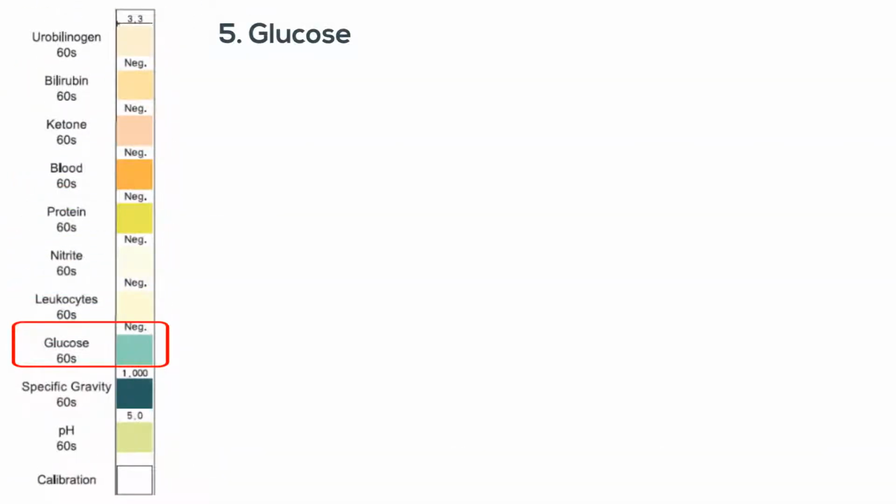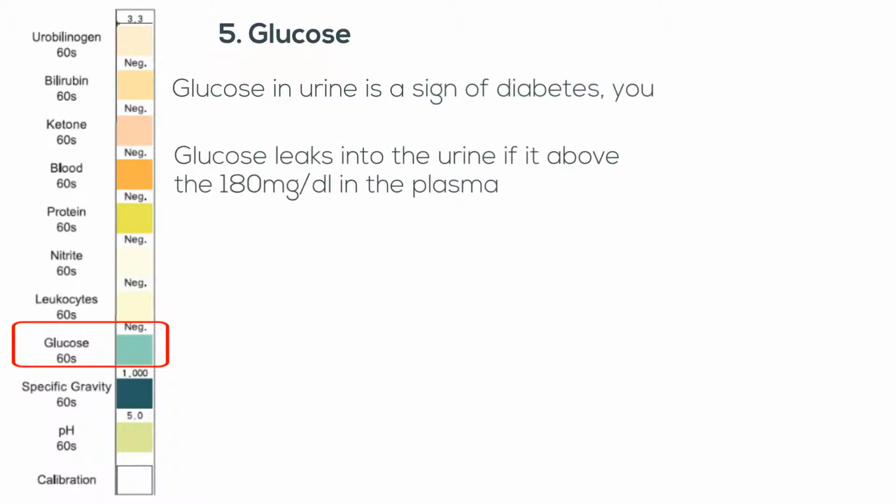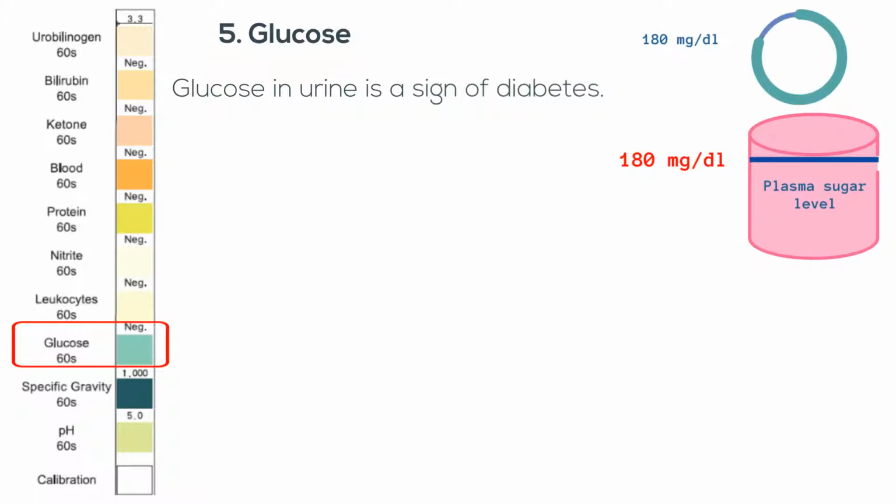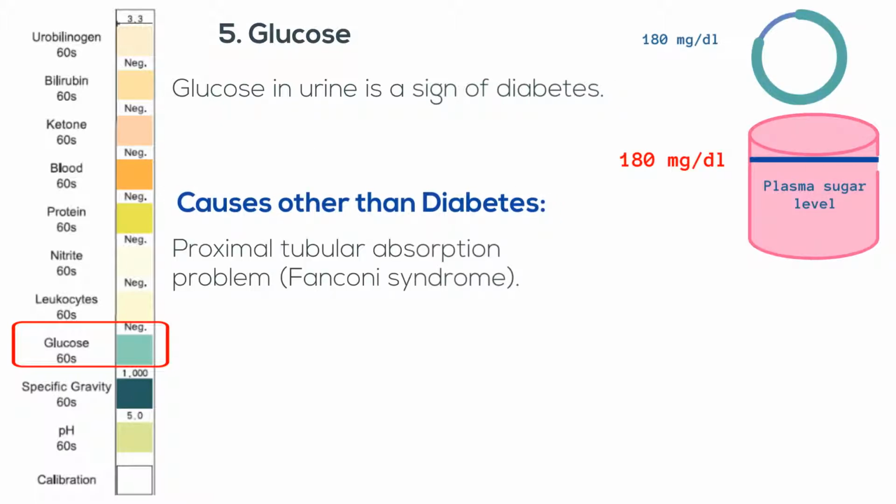Glucose. Another thing you should never see in your urine is glucose. This is a clear sign of diabetes. However, there is a low threshold for this during pregnancy. Glucose starts to leak into the urine once the plasma level exceeds 180 mg per deciliter. Proximal tubular dysfunction can be the cause if there is no diabetes mellitus.